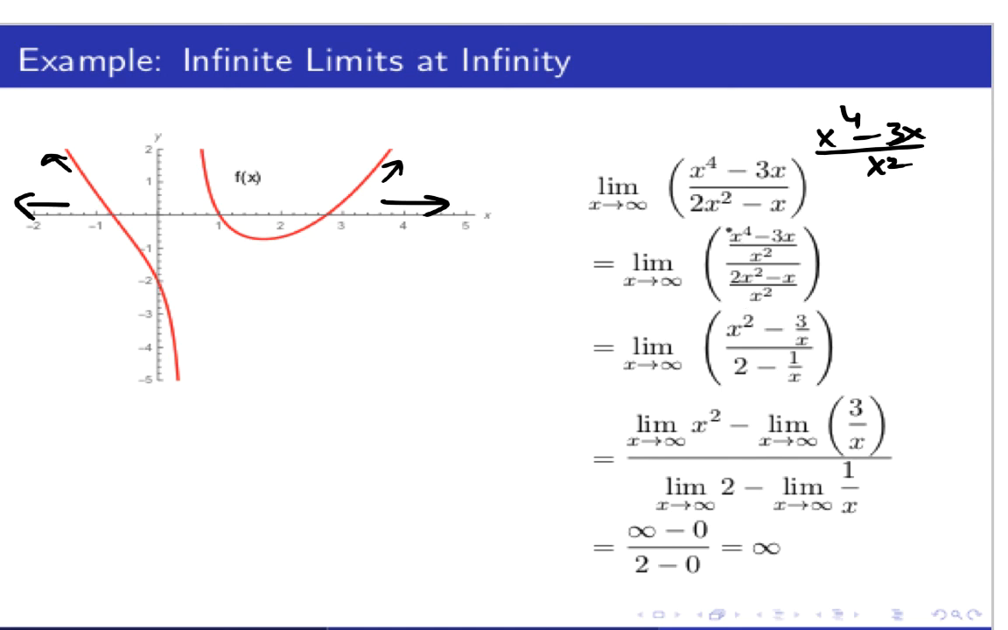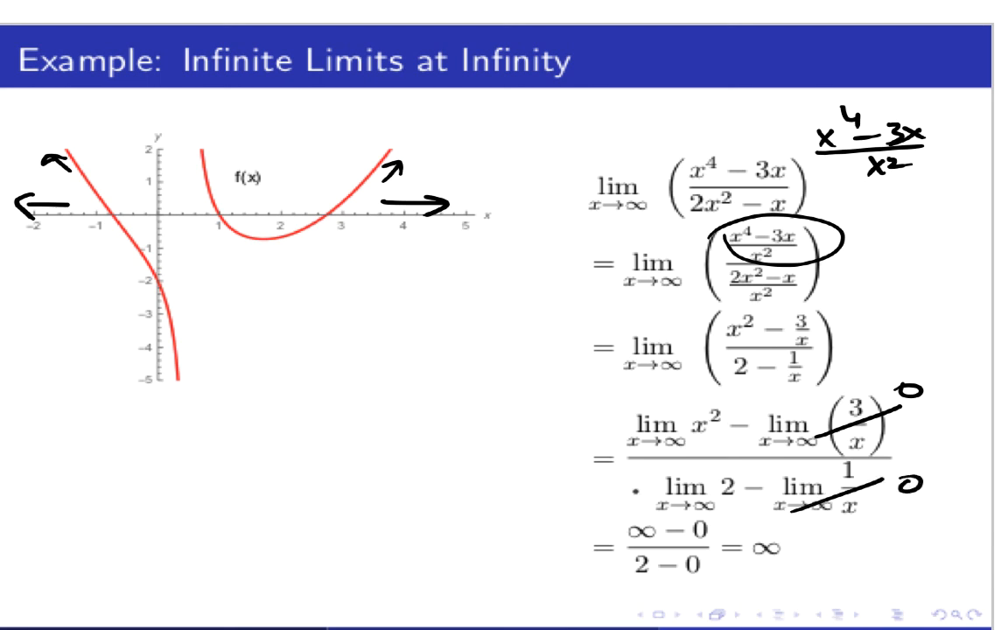So then this is a complex fraction, if you see that. Here what you're going to do is separate the terms in the numerator. So x to the 4 divided by x squared is x squared, minus 3x divided by x squared is 3 over x. Similarly, in the denominator, you get 2 minus 1 over x. So when you take the limits inside, 3 over x approaches 0, 1 over x approaches 0.